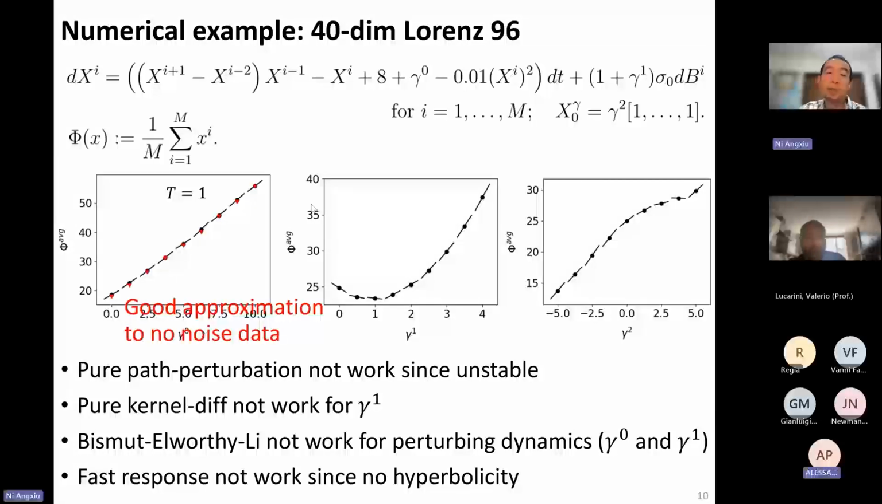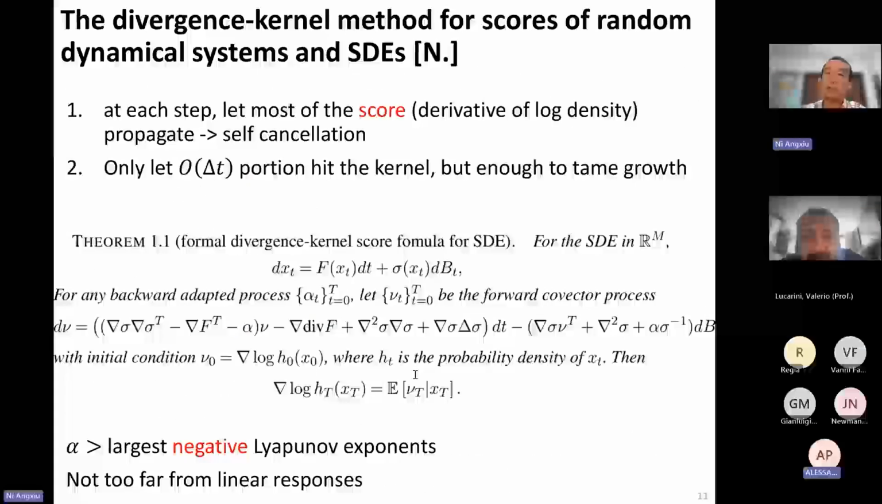Okay, this is a simple example, but no previous method works. The pure path perturbation doesn't work because the system is unstable. Kernel differentiation doesn't work, and also the divergence method doesn't work because we're considering perturbation not only on initial conditions, but also on dynamics, and also the path response method does not work because we don't have very good hyperparameters. Okay, so this is the first example.